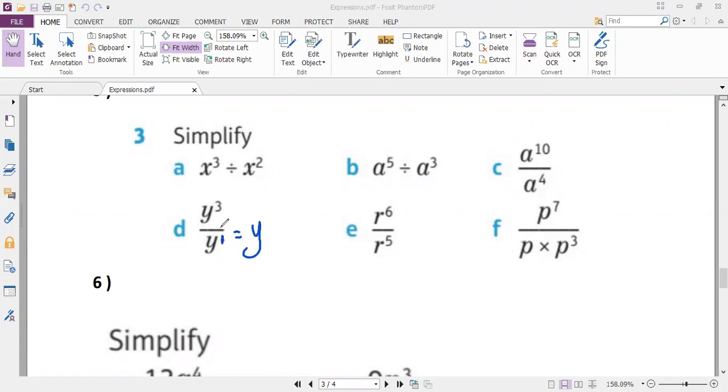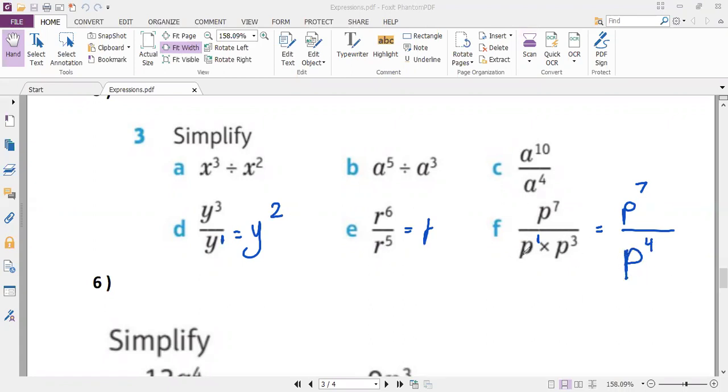But this one is not written, as I said many times. So 3 minus 1 equals 2. This is r raised to the power of 6 and r raised to the power of 5. So write r and subtract powers, 6 minus 5 equals 1. And we don't write this one. I have p to the power of 7, and this p to the power of 1 times p to the power of 3. No, it's p raised to the power of 4.